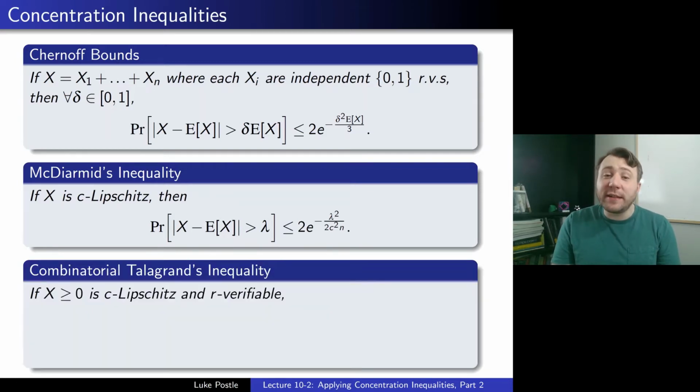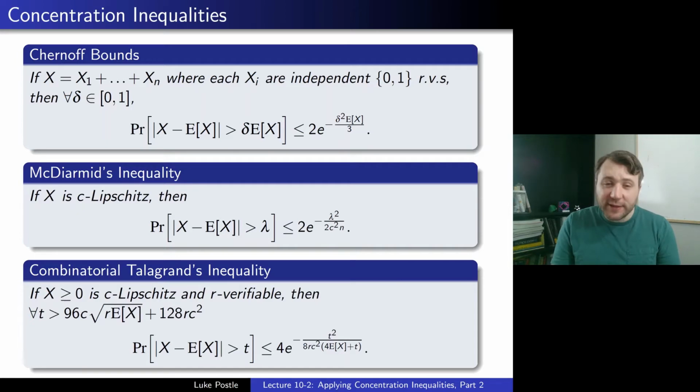So actually we did a more general thing, which was combinatorial Talagrand's inequality: if X is at least 0, so it's always non-negative, and it's c-Lipschitz, as in McDiarmid's, and it's r-verifiable, which recall means that if X is at least s, there's a set of rs trials verifying that X is large. Then for a sufficiently large t, the probability that |X minus E[X]| is greater than t is at most 4e to the negative t squared over 8rc squared times (E[X] plus t).